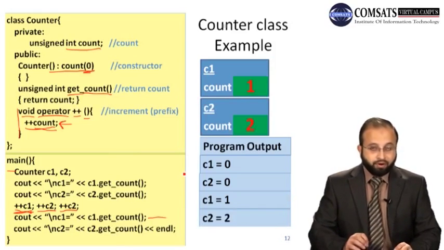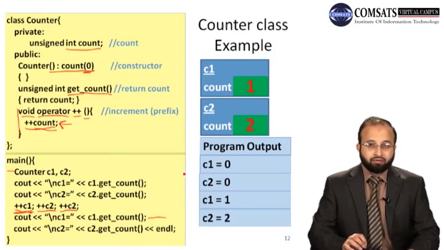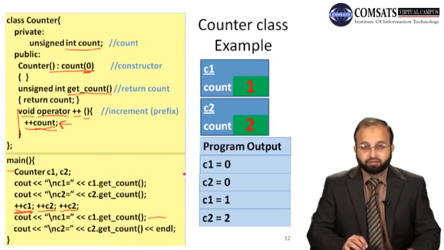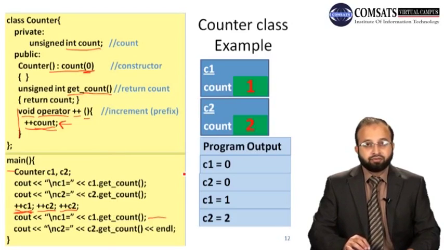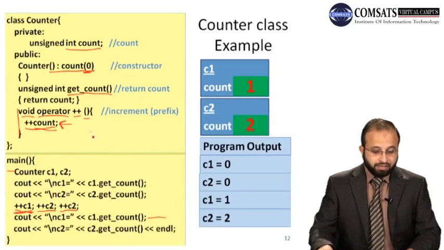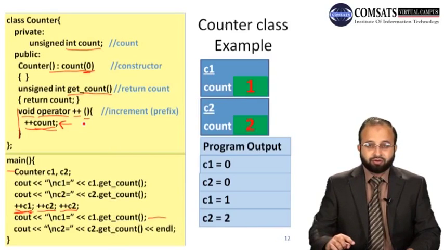So the point to be noted here is that the compiler looks at the operand of this ++ operator. If the operand is an integer, it will execute the C++ library function that is present there to increment the value of the integer. For example, if we have int x = 1 and we write ++x, right? In this case, it will not execute the operator ++ function that we mentioned in the counter class.